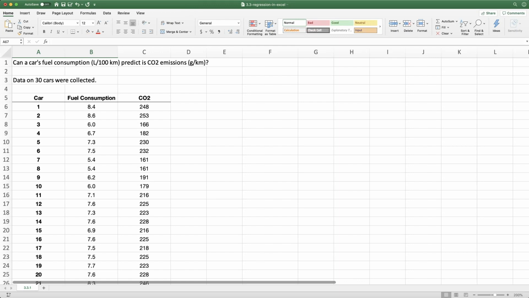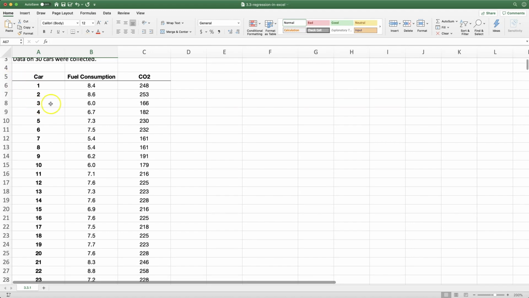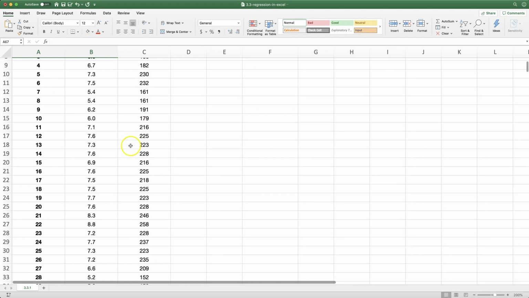In this video, we're going to learn how to perform a simple linear regression using Microsoft Excel. In particular, we're going to determine whether the fuel consumption of a car affects its CO2 emissions. 30 cars are sampled, and data on their fuel consumption, measured in liters per 100 kilometers, and their CO2 emissions, measured in grams per kilometer, are presented in this data table. In this data table, each car has its own row and fuel consumption and CO2 measurement.